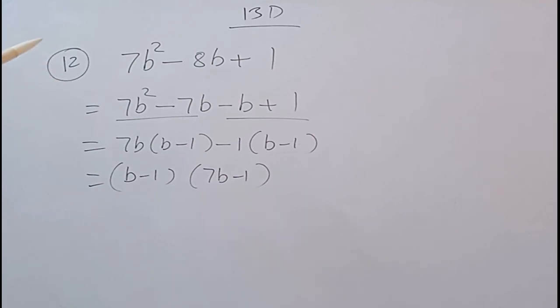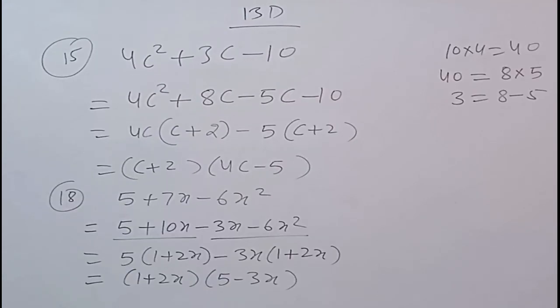So split it into two parts, 8b. So 7b square minus 7b minus b plus 1. Make the two pairs. 7b square minus 7b, we will take 7b common. Inside the bracket we get b minus 1, and in the second pair we take minus 1 common. Inside the bracket we are getting b minus 1. So b minus 1 is common in both terms. So take b minus 1 common, and in the other bracket we will get 7b minus 1. So in that manner you will do question number 12.